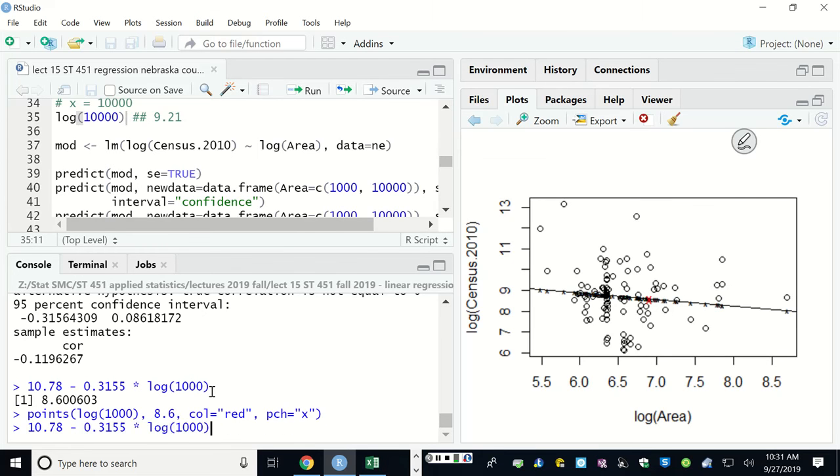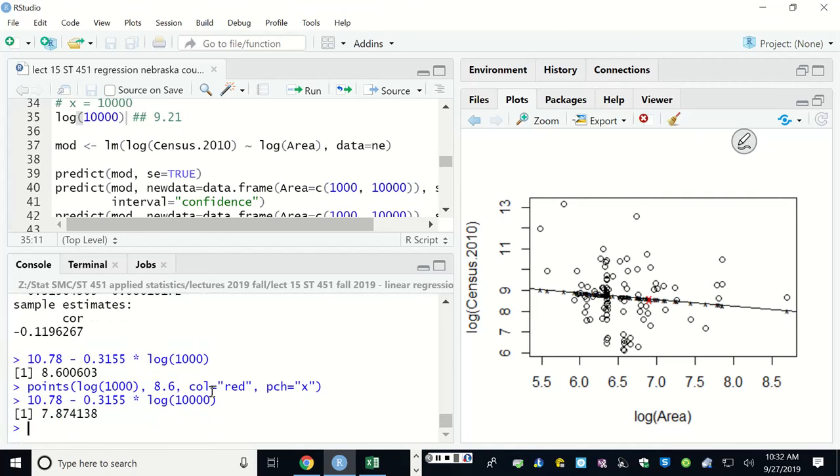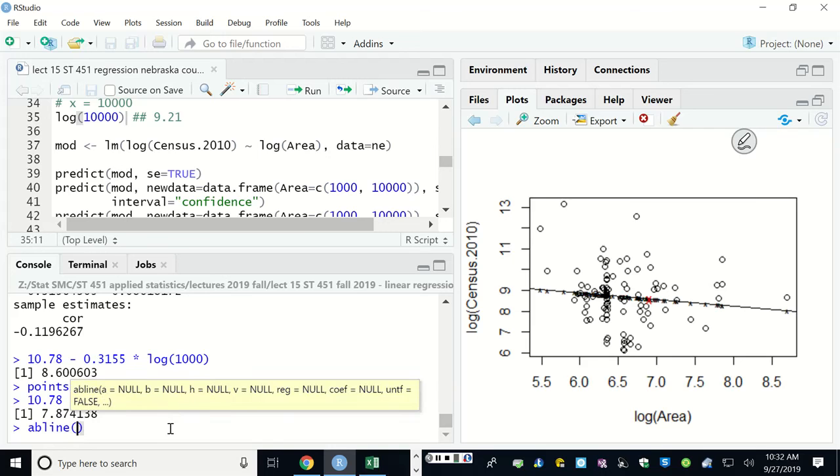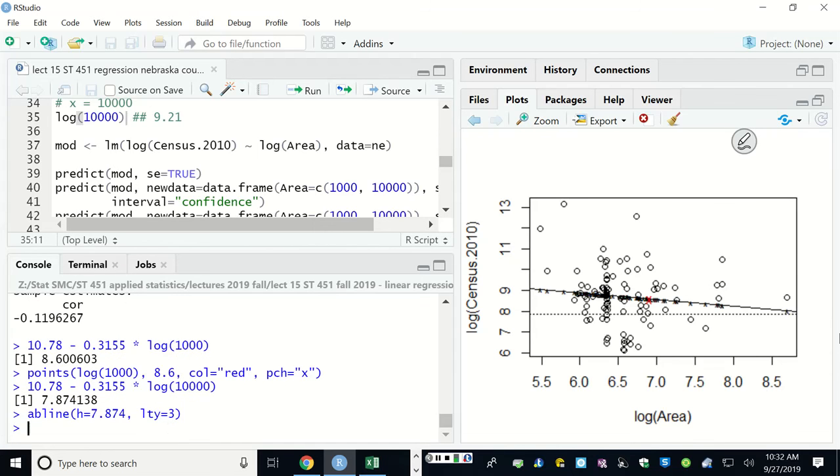The prediction, if it was 10,000, it's the same regression equation, but now this new one, 7.87. In the vertical, I can kind of show you, you can't see exactly where it would be if you don't go out that far. If we put a horizontal line at 7.874, I'll make it dotted, the prediction would be somewhere out here, a little bit outside of there. So we can do the predictions, but we might want to do a prediction interval for that.